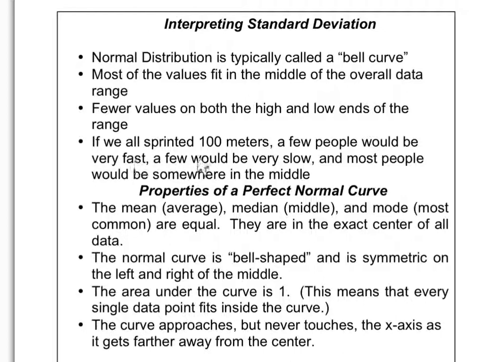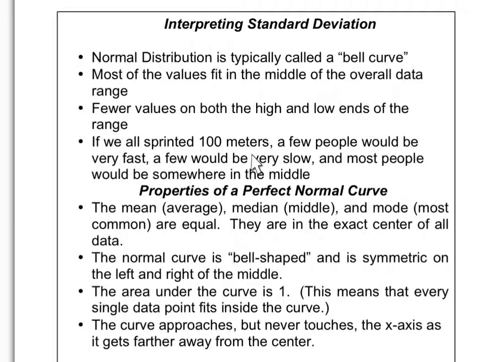If we all sprinted 100 meters, okay, think about it. If everybody in our class sprinted 100 meters, there'd be a few people who would be very fast. There'd be a few people that were very slow. But most people are going to be somewhere in the middle. Okay, that's essentially what normal distribution is.